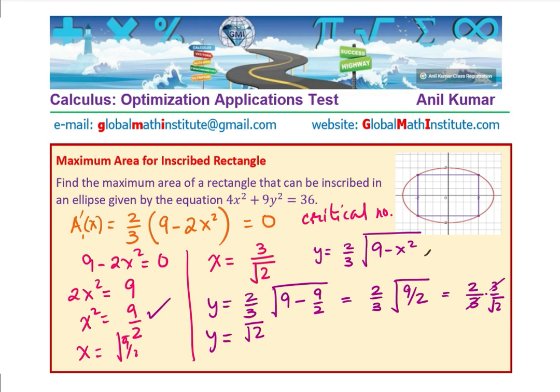We know that x is between 0 and 3. So we'll now find the area of this particular rectangle at x equals 3 over square root 2, at x equals 0, and at x equals 3. We'll compare the three areas, and the one which is maximum will be our answer. So we do have a critical number, which is an x value of 3 over square root 2 and y of square root 2. Okay.